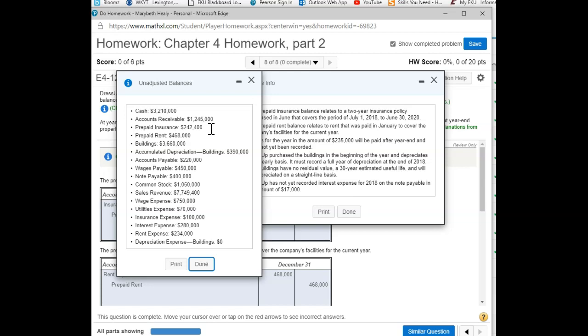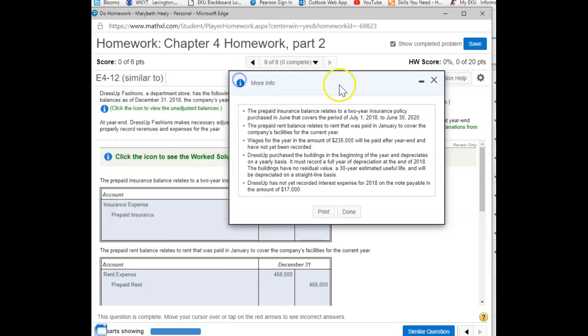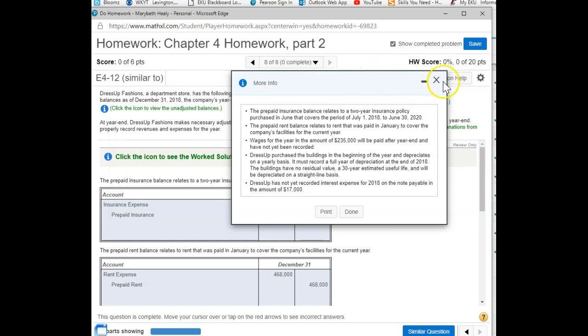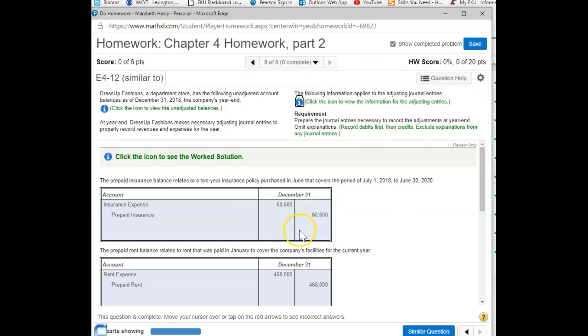Well, what are we going to debit if we're crediting that asset, prepaid insurance? Well, what happened is we used up an asset and that becomes an expense. So what we're going to do is we're going to simply debit insurance expense for $60,600 and credit prepaid insurance, and at the same time we get the insurance expense in the correct period and we get the asset account prepaid insurance down to its correct amount. Okay, now we're going to go on to the next one.